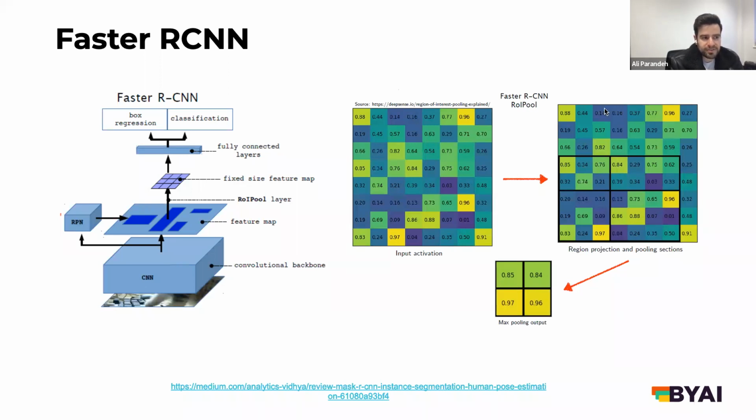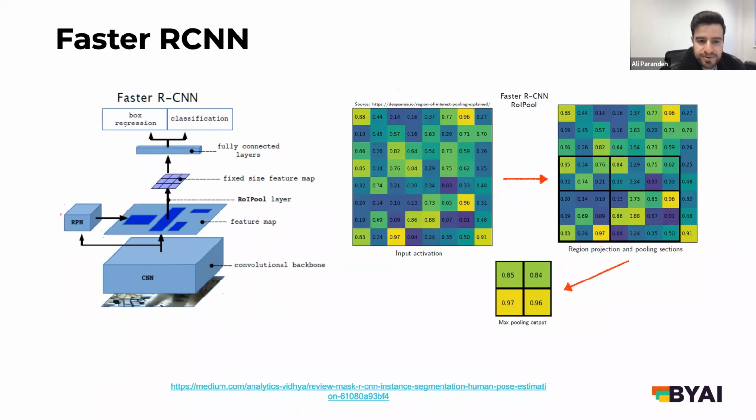So you divide that region of interest into 4 sections, and then you pick the pixel that has the biggest value in each section. This is called the region of interest pooling layer. So when you take a region of interest, you divide it by 4, and then you do a max pool of each of those regions. So that's the Faster RCNN.